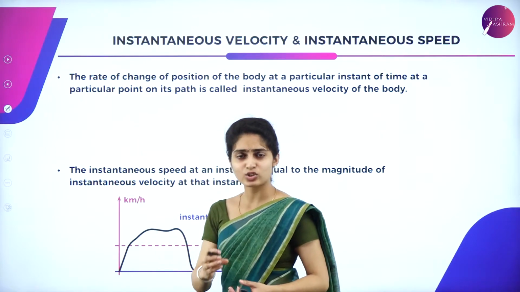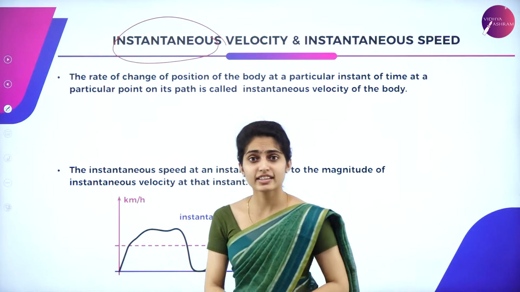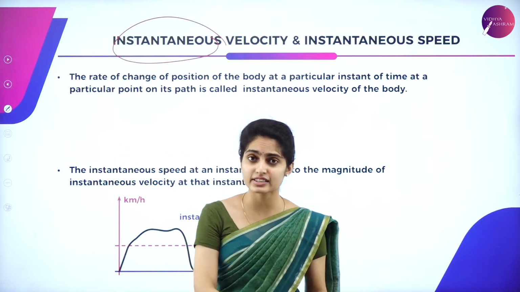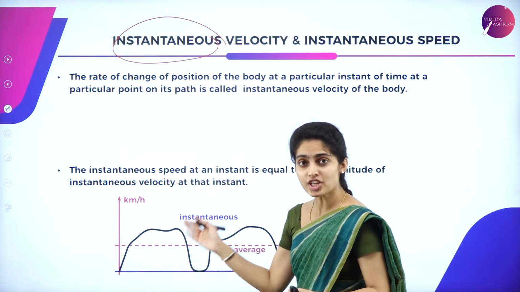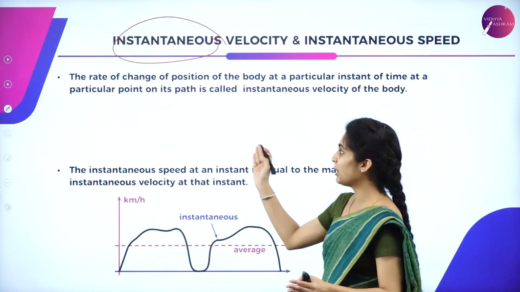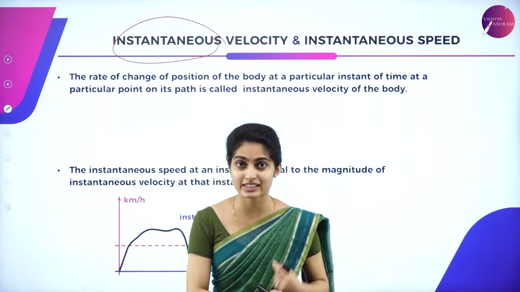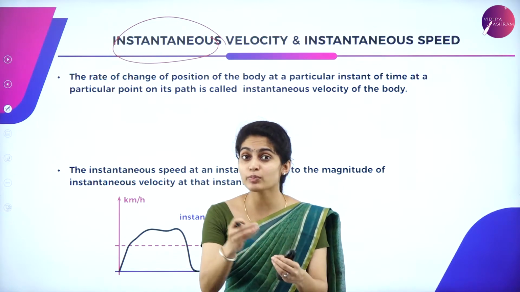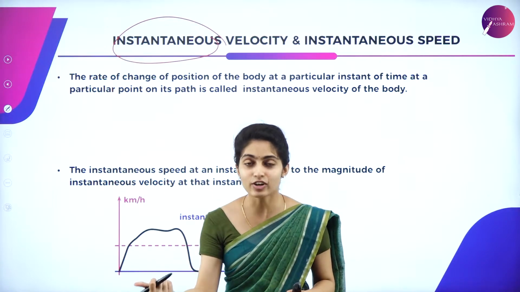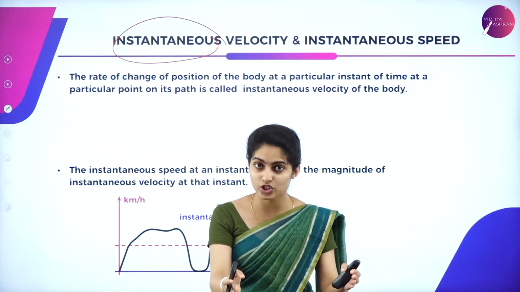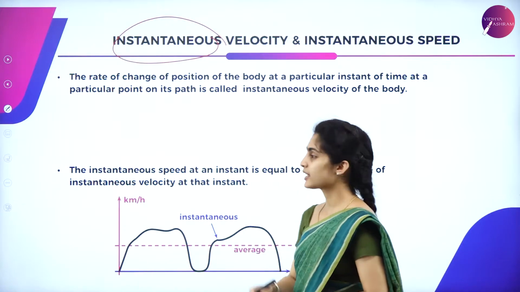So what exactly does this instantaneous mean? Instantaneous is the one which is measured or which exists at that particular instant. So the change in position with certain instant of time at the particular point on its path is said to be instantaneous velocity. Remember students, the change in position with respect to time is velocity. When it comes to instantaneous velocity, it is the change in position of an object at a certain instant of time.